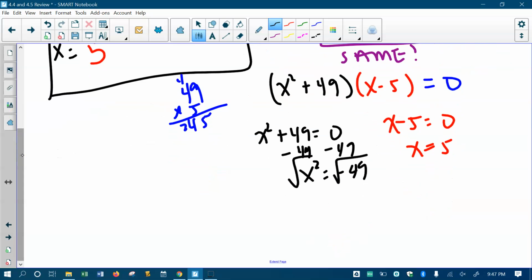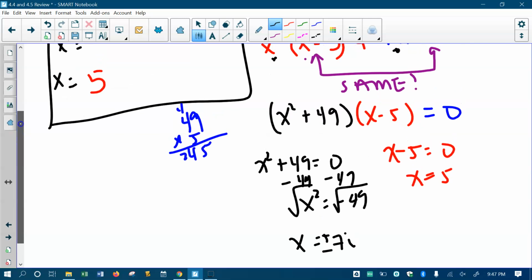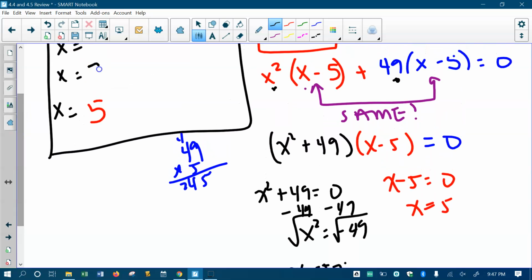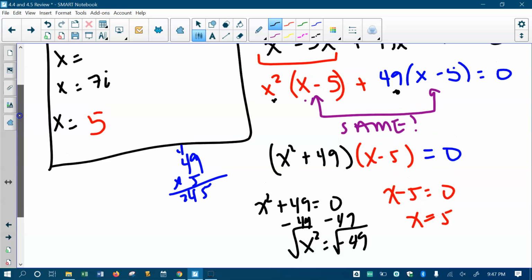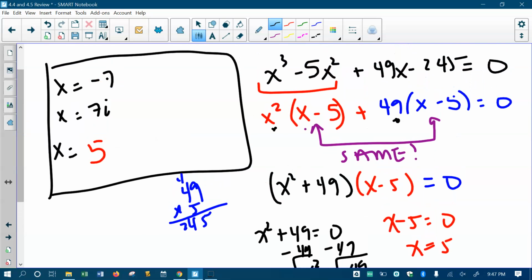The square root of negative 49, this was from chapter 3. The square root of 49 is 7. The square root of a negative is i. And when we do the square roots, we get a plus and minus. So a second answer is going to be x equals 7i. A third answer is going to be x equals negative 7i.